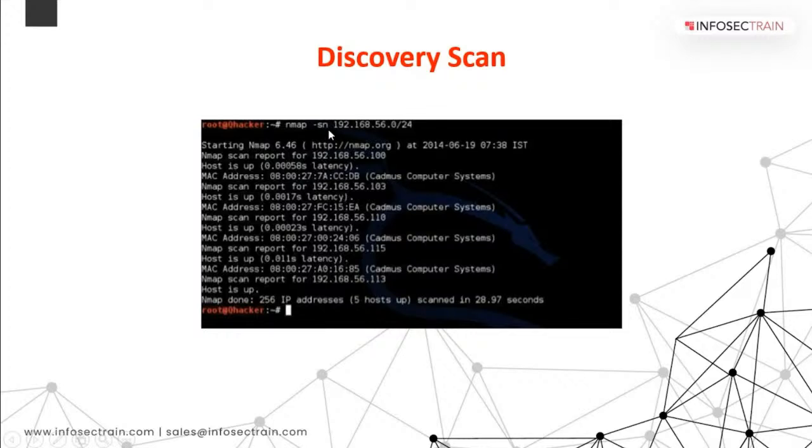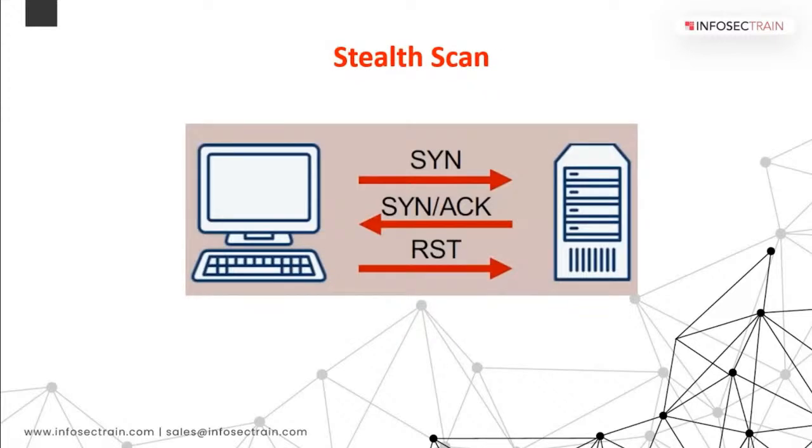It's like a ping sweep kind of thing, and it helps you know what all devices are connected in your network. Then we have a stealth scan. Stealth scan is the default scan by Nmap. We use Nmap for scanning.